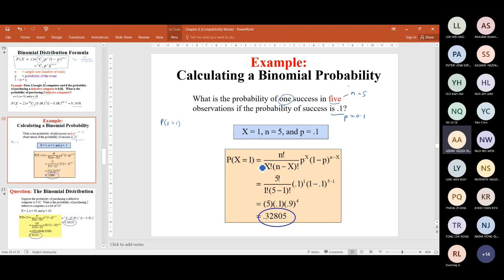Again, you just substitute into the formula from just now. The formula is nCx P^x (1 minus P)^(n minus x). So we know n is 5, or we can write it like this: 5 factorial over 1 factorial times (5 minus 1) factorial, n minus x as before. P is 0.1, x is 1, 1 minus P, which is 0.1, 5 minus 1. We have all the values, you just have to substitute. So straight away, using the calculator, you can get the answer, which is 0.32805.